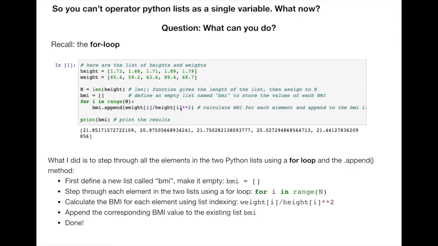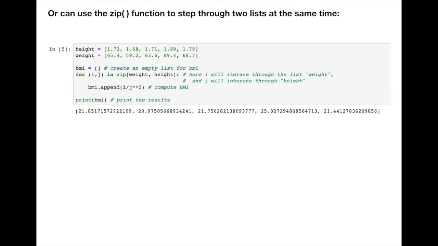So indexing gives access to the weight and height in each list, and I do the calculation using the BMI equation. Then I append the results to the empty list bmi. So the bmi list keeps growing every time it gets called. After i equals n minus 1, I've done everything, so I print out the results. So this is how you do it.